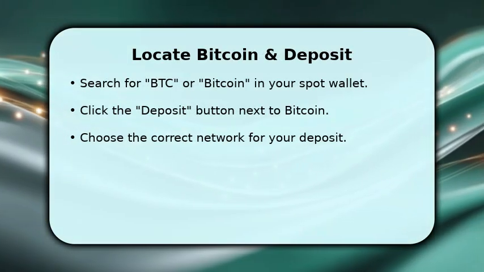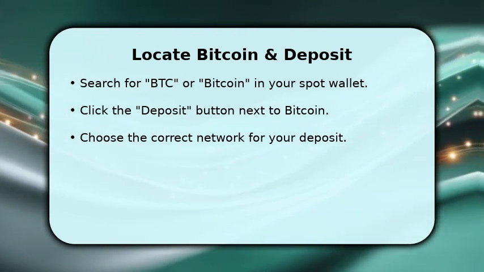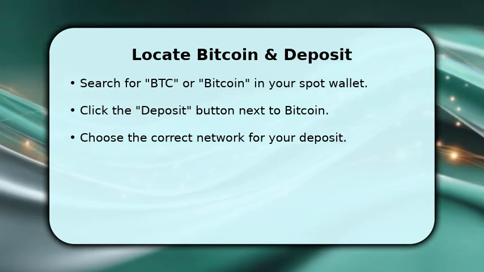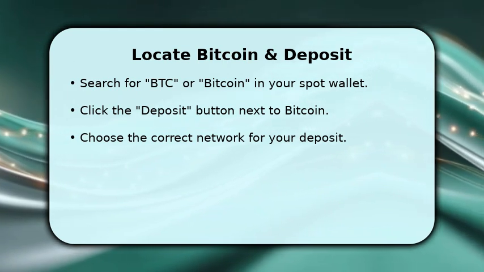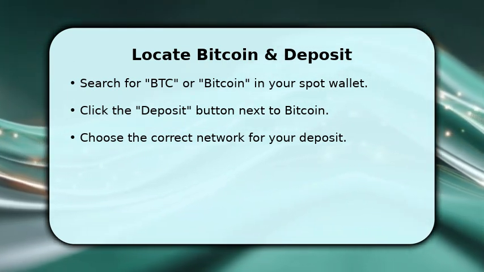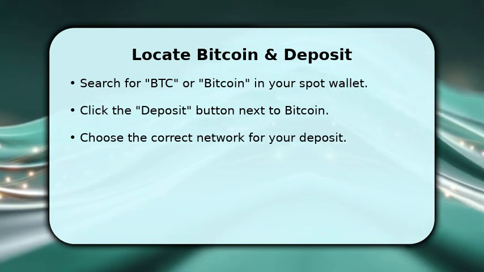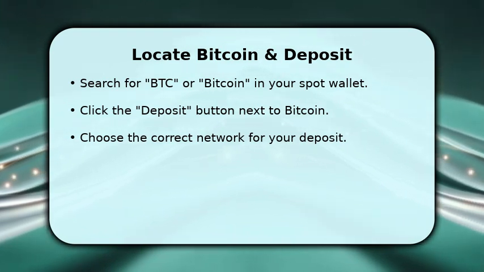Now that you're in your Fiat and Spot wallet, use the search bar to find BTC or Bitcoin. Once located, click on the deposit button associated with Bitcoin. It's crucial at this stage to carefully select the correct network for your deposit. For Bitcoin, this is typically the BTC or Bitcoin network itself, but always confirm to avoid issues.